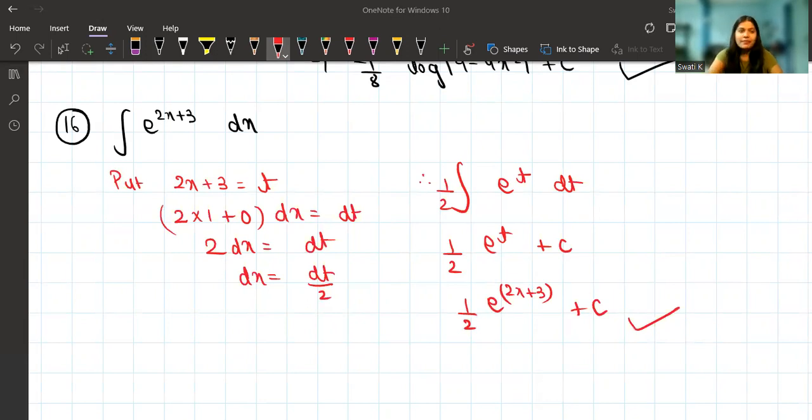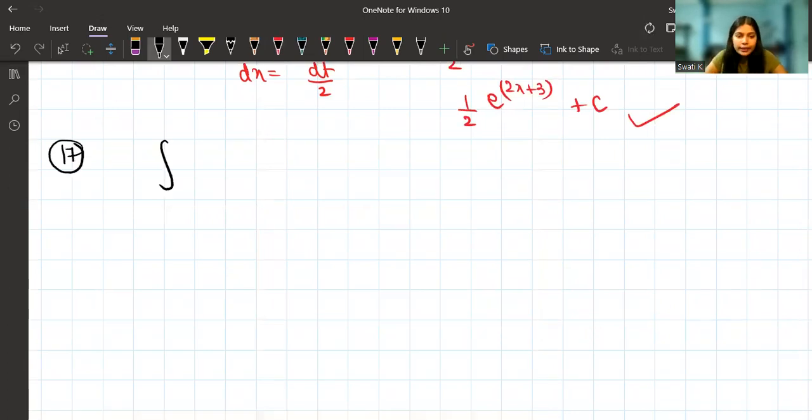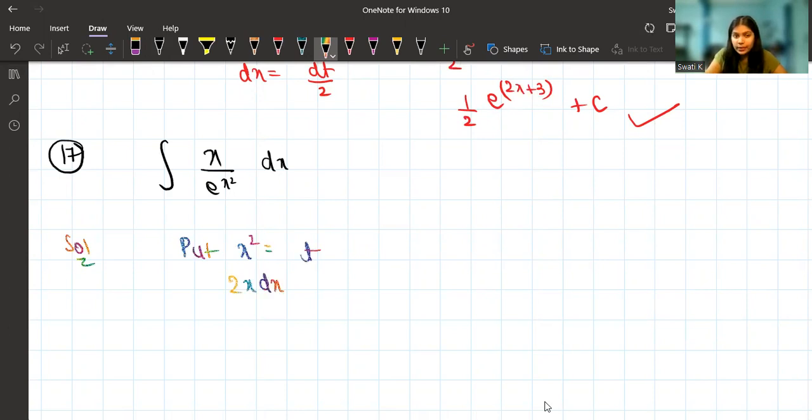That is our 17th question. Okay, so for the 17th question, let me write down the question first. We simply have to integrate x upon e raised to x squared. Okay. So let's start with the solution. Here I'm going to substitute x squared as t. So what is the derivative? 2x dx equals dt. So x dx is dt upon 2.